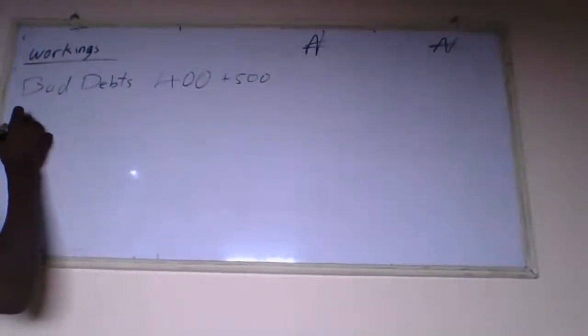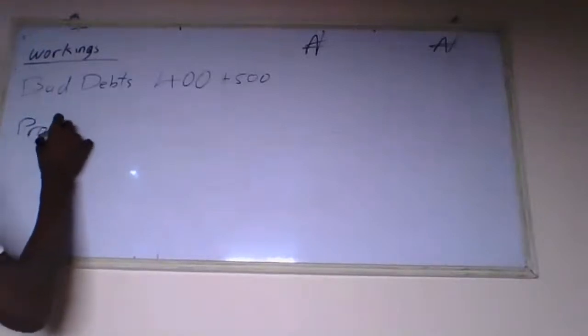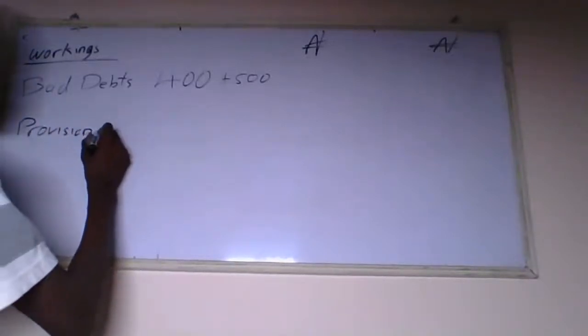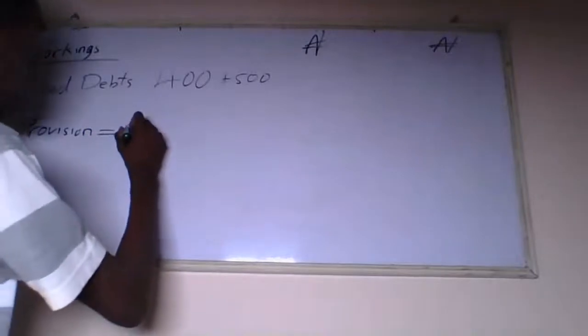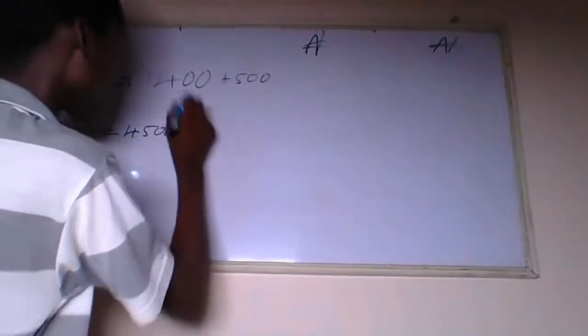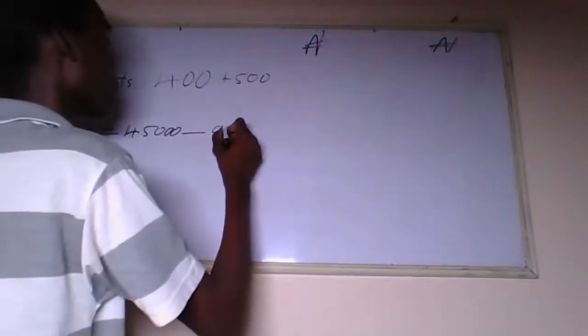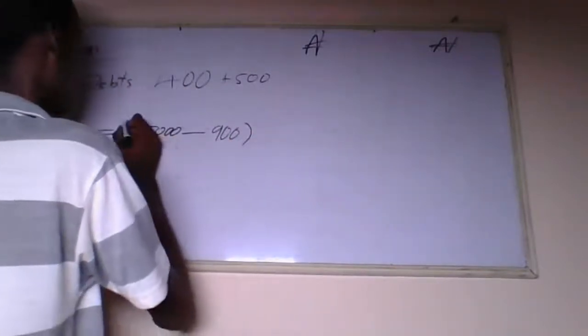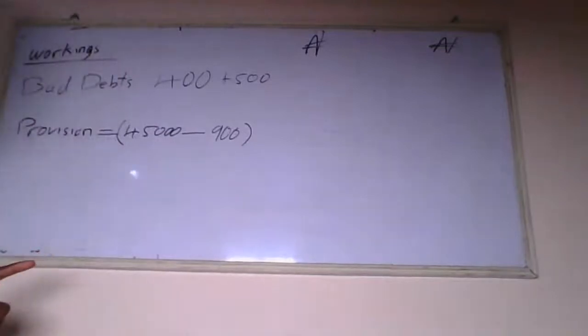And then we have provision for discount allowable. They said we should create a provision for discount allowable at 1% of receivables. So your provision would be the receivables, 45,000, minus the bad debt provision that we just calculated, which is 900. Then the final answer of that is what you do times the percentage.